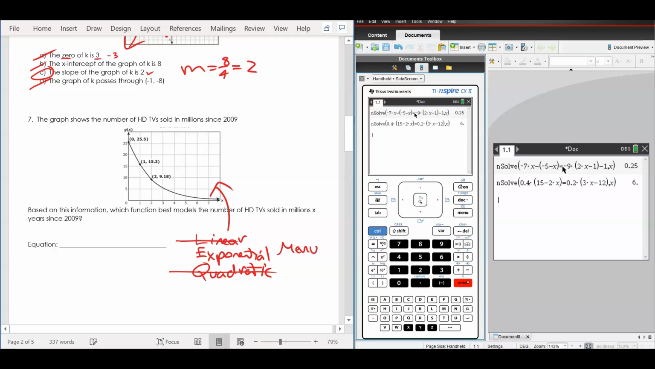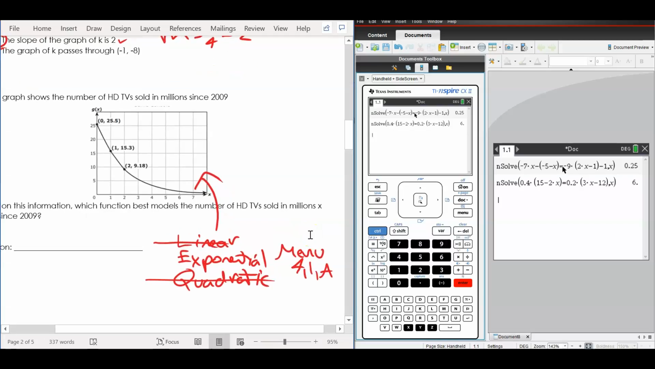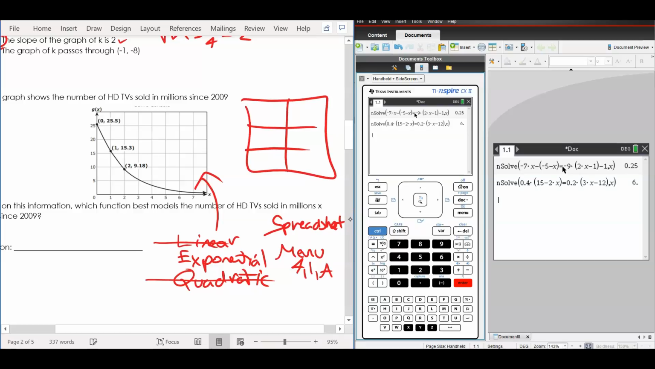So what we want to do to get an equation is we want to do menu. You want to go to spreadsheets and do menu for 1A. Okay. Now, what am I going to put in that spreadsheet? Well, I can make a table out of these points. 0, 25, 5, 1, 15, 3, 2, 9.18.